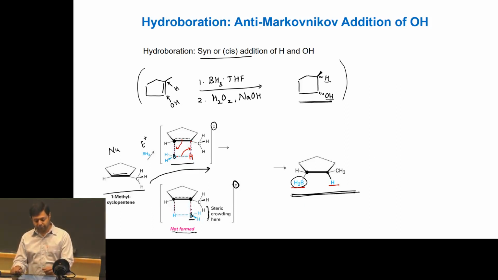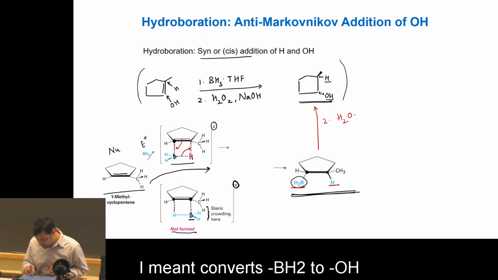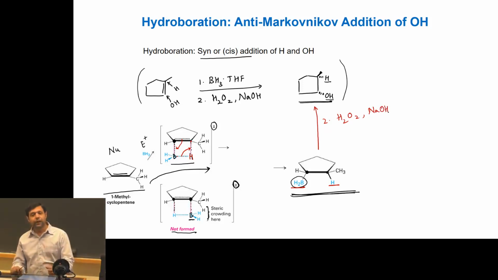All right? Now the second step in the reaction converts the BH2 to OH, using NaOH. And in this step, there is no change in stereochemistry.